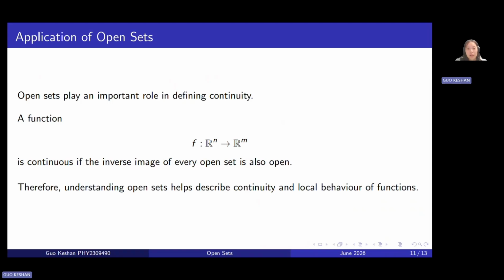In real analysis, we learn another equivalent way to define continuity. Instead of using epsilon and delta directly, we say that a function is continuous if the pre-image of every open set is open. Although these two definitions look quite different, they describe exactly the same concept. The open set definition is often more elegant and more suitable for higher dimensional spaces and more advanced mathematics. Therefore, open sets are not only an important topic by themselves, but also provide the foundation for studying continuity and many other concepts in real analysis.